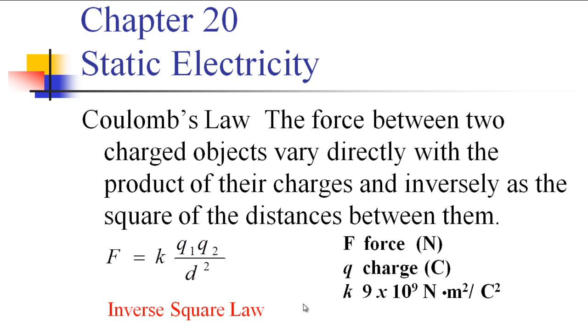And just like Newton's law of universal gravitation, this is also an inverse square law because we've got the squared meters there on the bottom. That makes it inverse and squared.